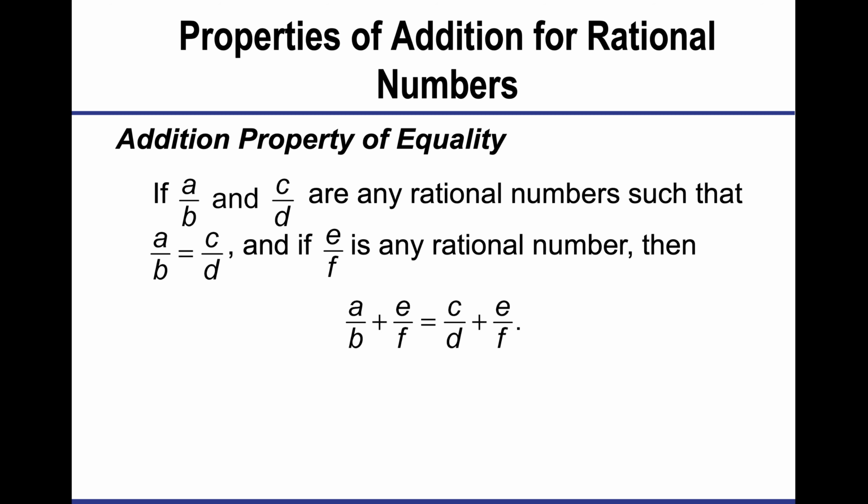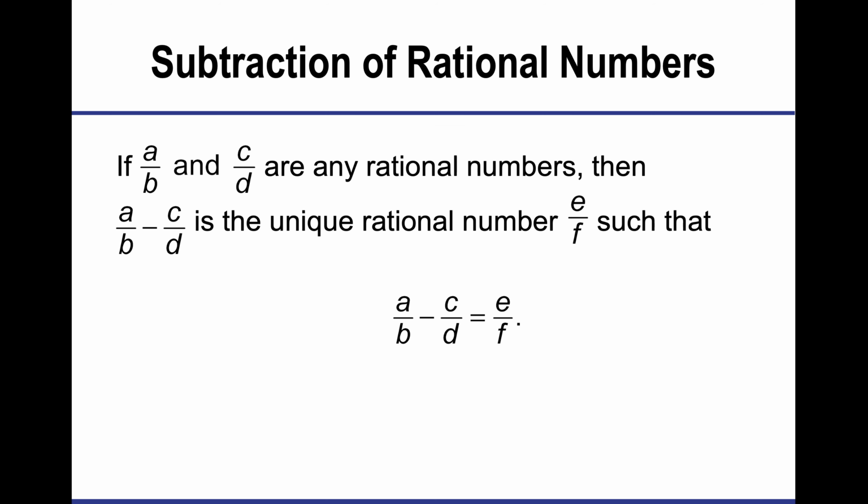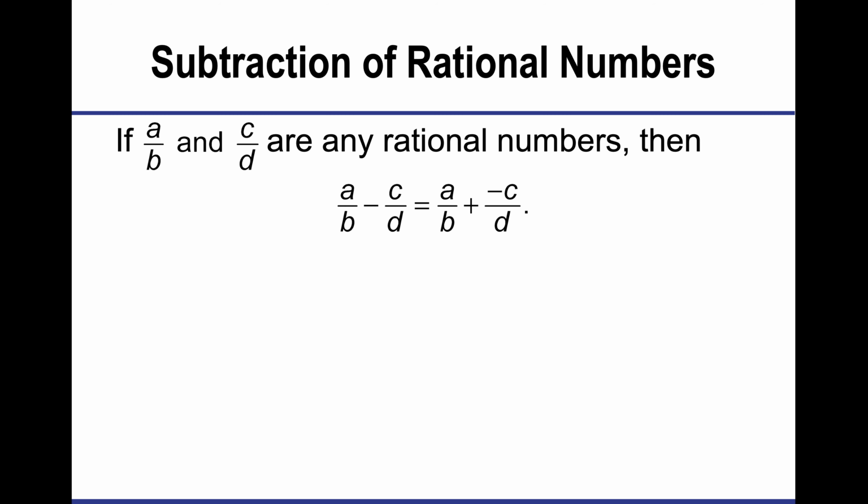Now, the addition property of equality means if I add the same thing to both sides of the equal sign, it's still equal. The subtraction property of rational numbers shows us that if I have two rational numbers and I subtract one from another, I'm going to get an answer that is rational. Even if you get a whole number, it is rational. So when I subtract rational numbers, I get a rational number.